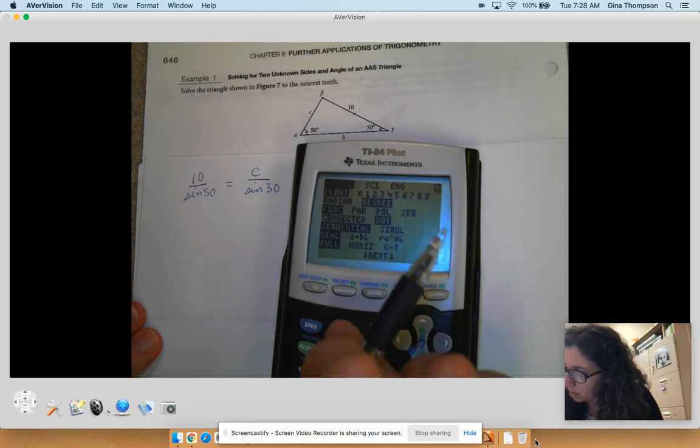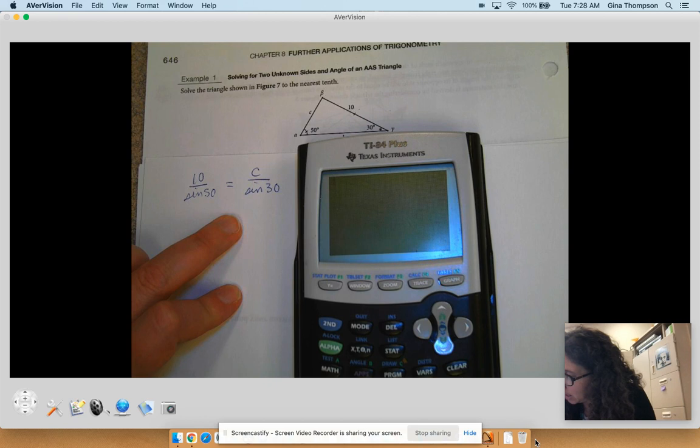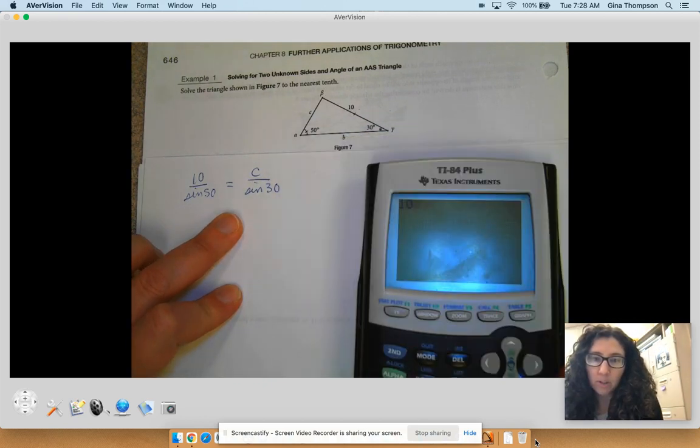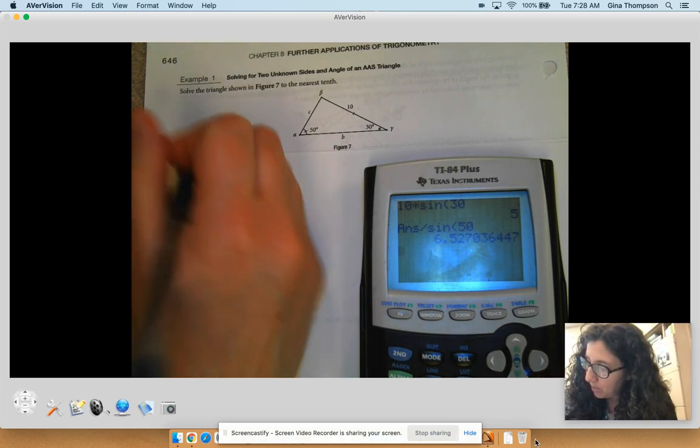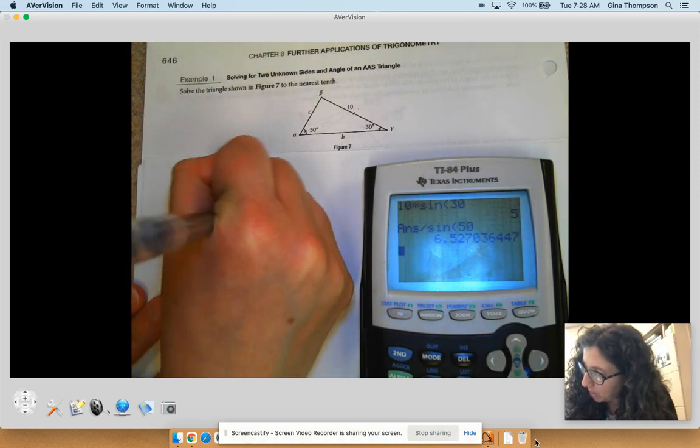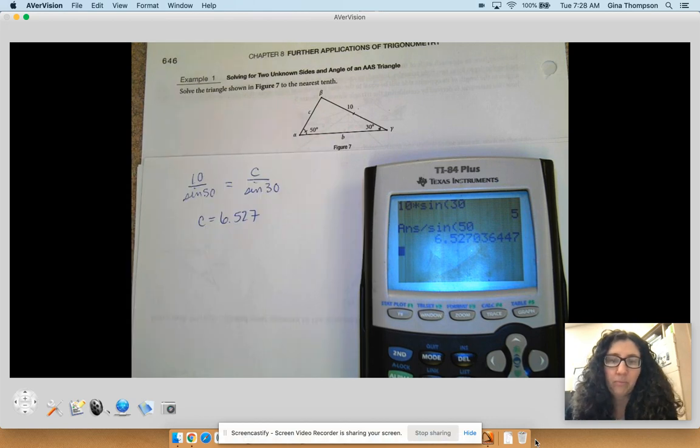And I'm in degree mode, so that's great. So 10, I don't know if you can see it, 10 times sine of 30 divided by sine of 50 is 6.275. So C equals 6.527. They just want it to the nearest tenth, whatever.